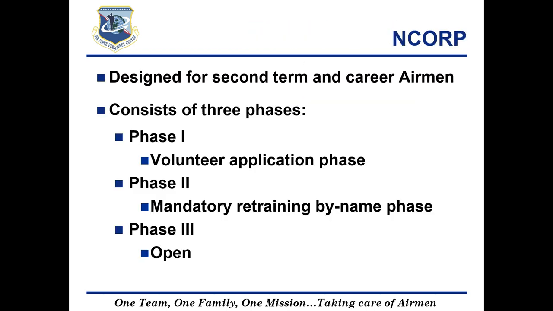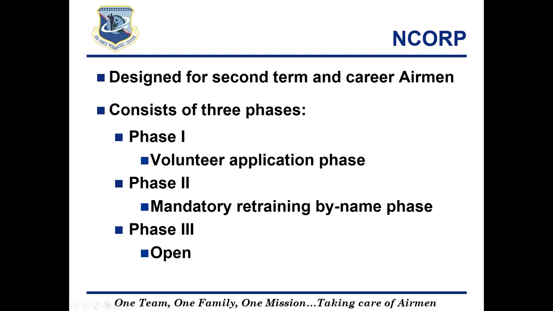Okay, NCORP. This is designed for the same reason as first-term airmen, and it's in three phases. Phase one, volunteer. Phase two, let's say all the volunteers weren't enough on the objective out, right? There's way too many people, and out of all of these, way too many people didn't volunteer to get out of that career field. So the Air Force comes in and says, whoa, you guys have way too many people, right? So here's what we're going to do. I'm going to mandatory retrain you into something that the Air Force needs most, but I will give you up to five positions that you qualify for.